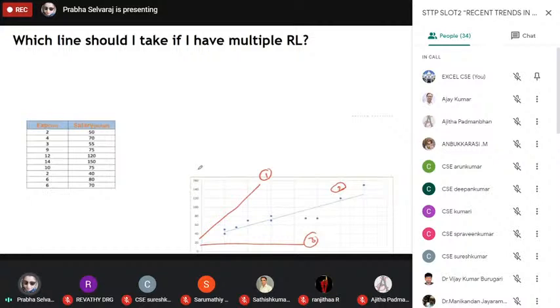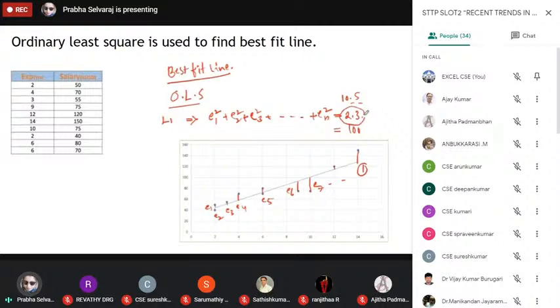The line which is near to all the data points will be selected. But how to find that automatically? Statistically, I have to apply some function and then find the best fit line. Yes, I will apply the ordinary least square method to find the best fit line. What is that ordinary least square?